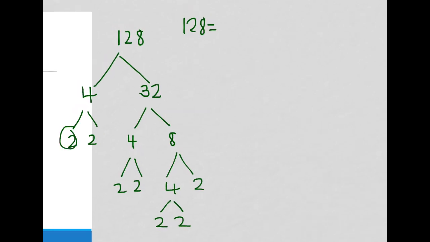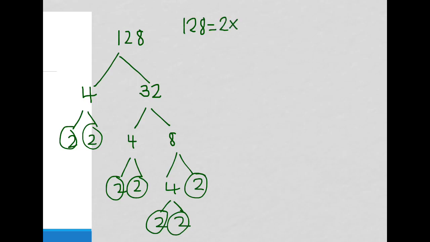So 128 can be written, looking at all the prime numbers, remembering 2 is a prime, it's our only even prime, as multiplying 2 by itself 7 times. 2 multiplied by 2 multiplied by 2 multiplied by 2 multiplied by 2 multiplied by 2 multiplied by 2. Can you think of how I could perhaps write that a simpler way? Well done. I hope you've got there. It's 2 to the power 7.